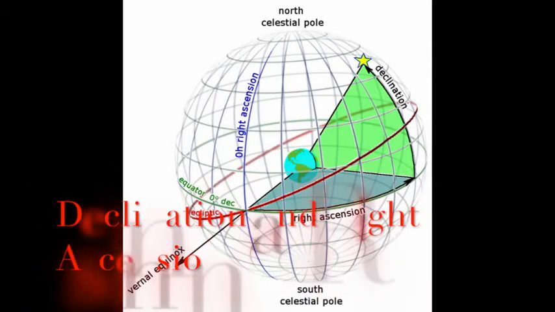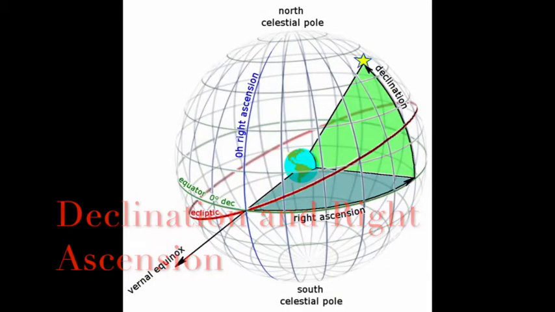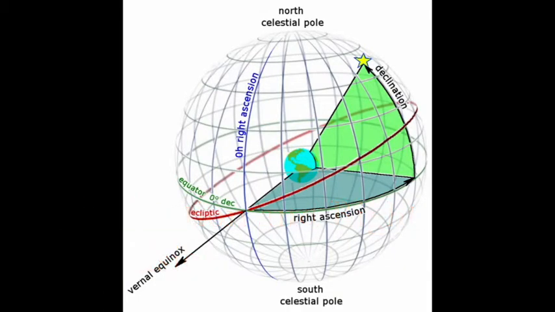Declination and right ascension. The north and south poles of the Earth are aligned with the north and south poles of the celestial sphere. The Earth's equator is aligned with the celestial equator. Just as points on the Earth are located with two coordinates, latitude and longitude, objects on the celestial sphere are located with respect to similar two coordinates, celestial latitude and celestial longitude, also known as declination and right ascension.